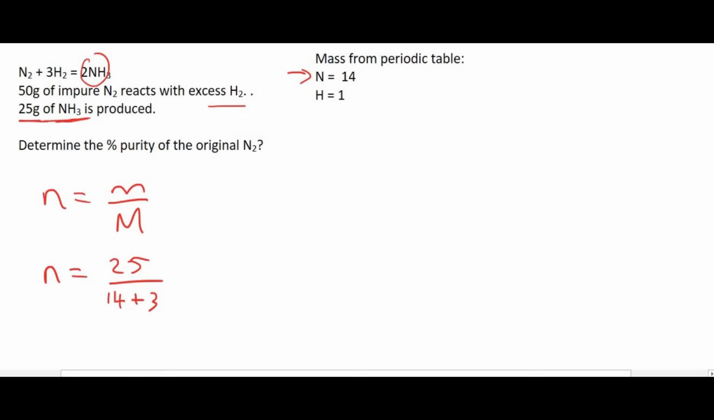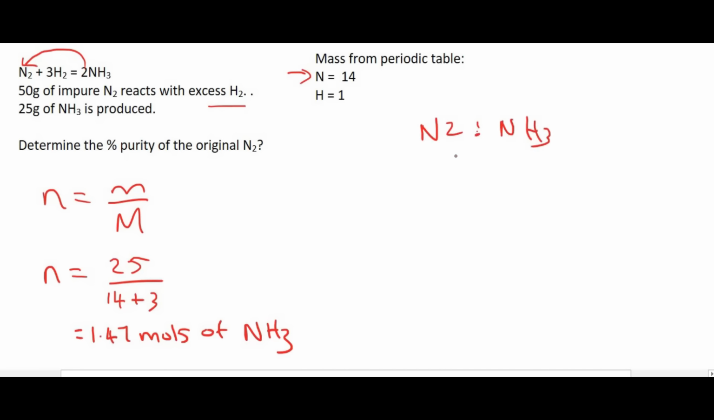And if you go work that out, that's going to give us 1.47 moles of NH3. Then what we do is we use our mole ratios, and we mole ratio back to the nitrogen. And so what we can see is that the ratio between nitrogen and NH3 is a 1 to 2 ratio. So if we have 1.47 moles of NH3, then you just divide by 2, and so that's going to give us 0.735 moles of N2.